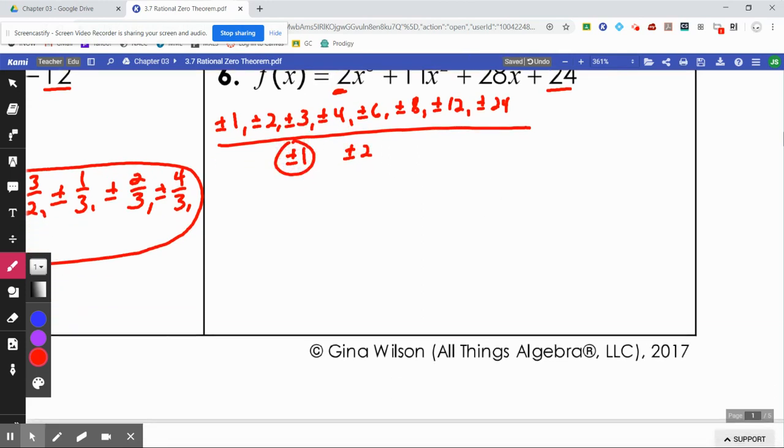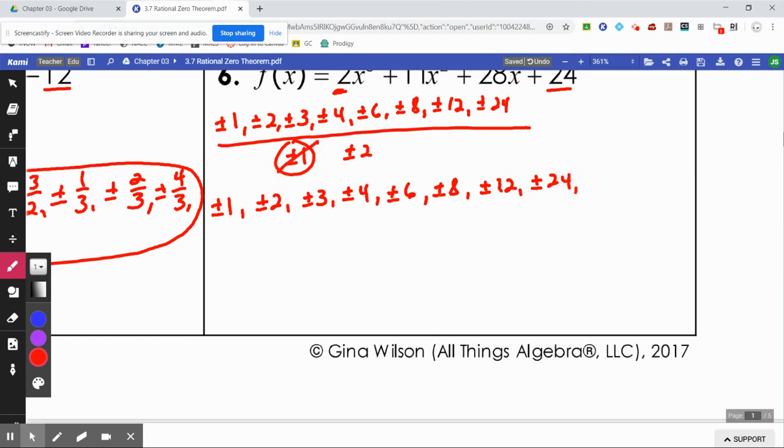We'll start with a 1, and we're going to do every factor on top with a 1. You have 1 over 1, 2 over 1, 3 over 1, 4 over 1, 6 over 1, 8 over 1, 12 over 1, and 24 over 1. We're done with a 1.